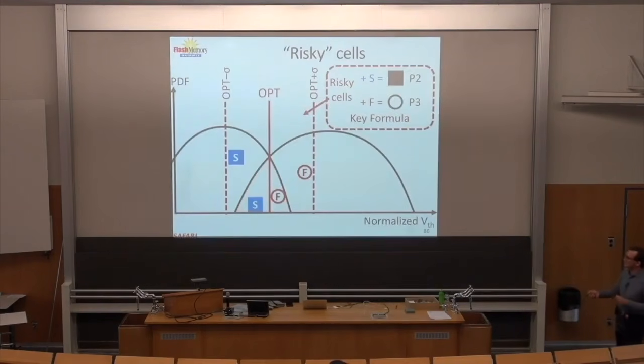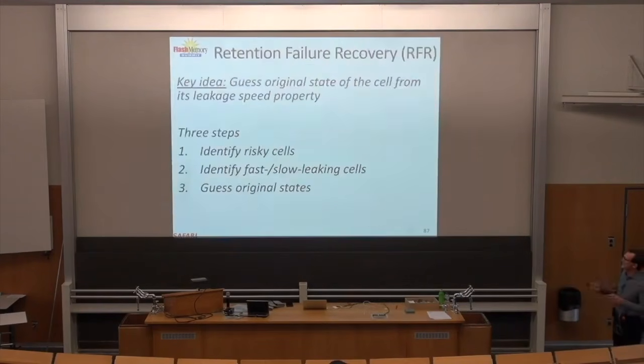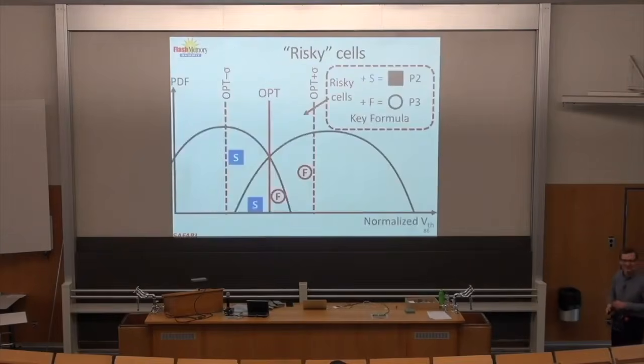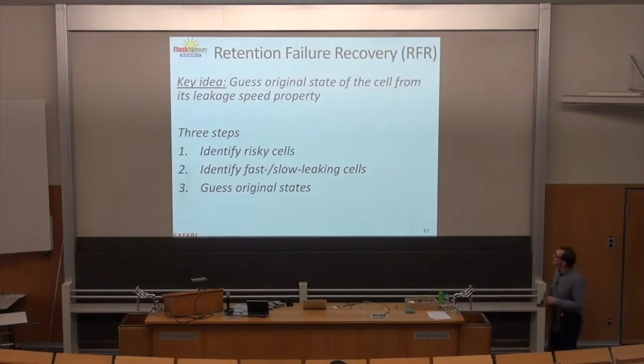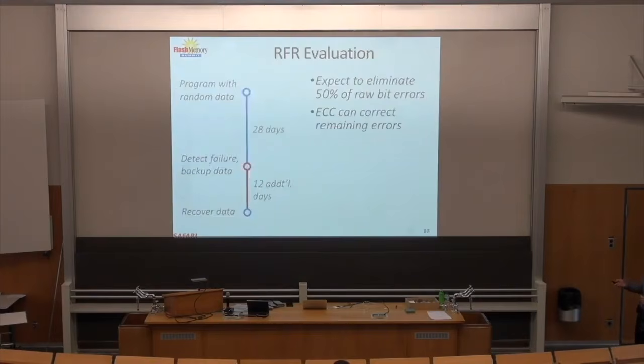Basically, you wait for a while and then do that. That's the fun way of doing it. Of course, that's not what happens. So basically, you guess the original state of the cell from its leakage speed property. You identify the risky cells, you identify fast, slow leaking cells, and guess the original state, and use that key formula. Basically, this is what we did for the particular evaluation that we did.